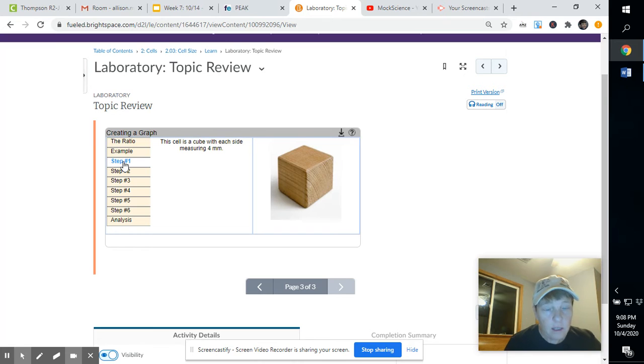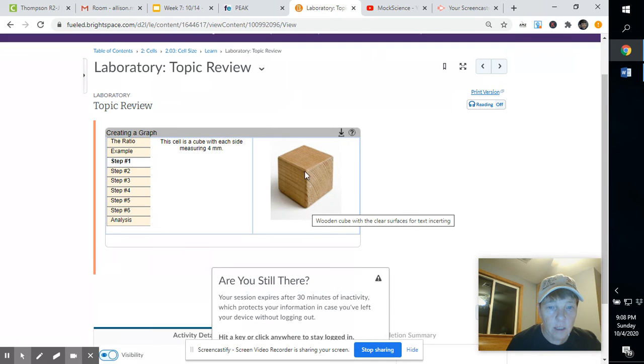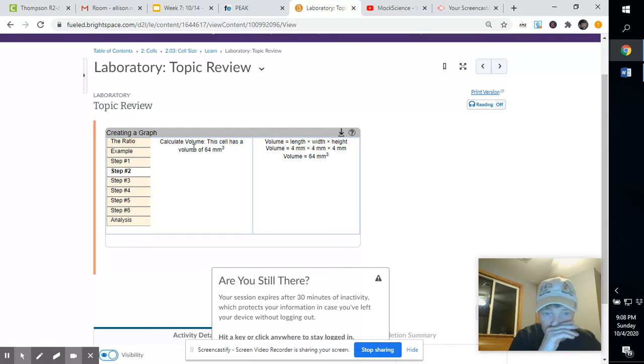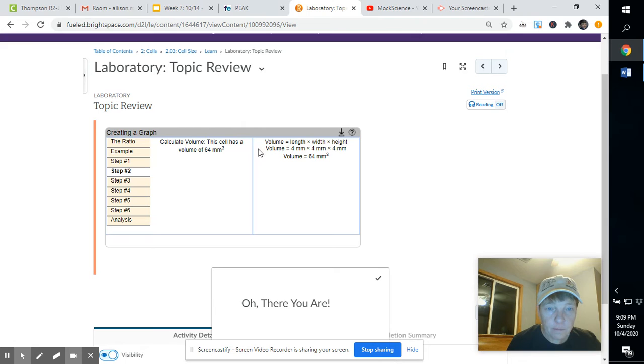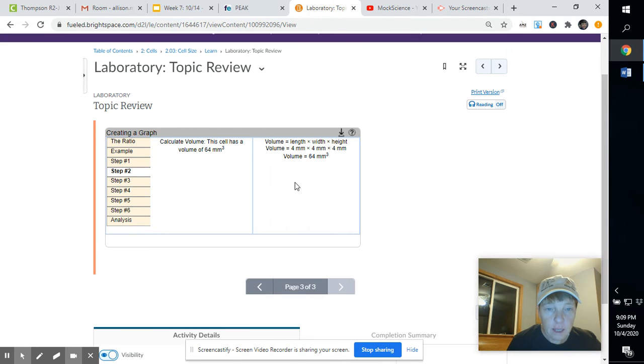Okay, let's just go through and go step by step. So this cube, they're saying, is 4 by 4 on each side. Each side of those squares is 4 millimeters. So the volume would be 3 sides. So it would be length times width times height. 4 times 4 times 4. And that equals 64 millimeters cubed, because you multiplied 3 numbers. All right, so that's your volume.